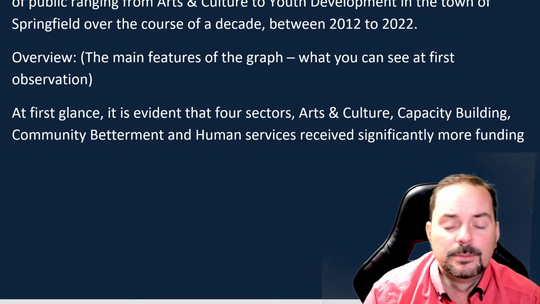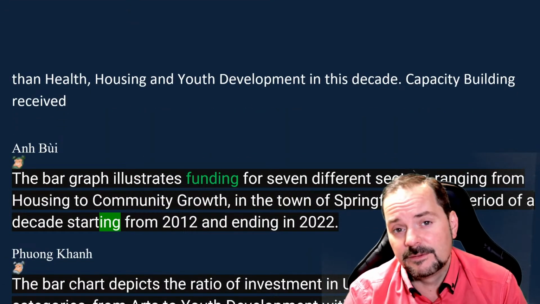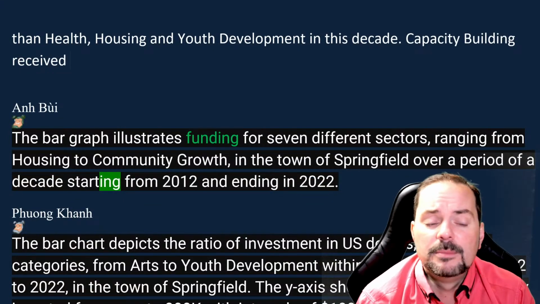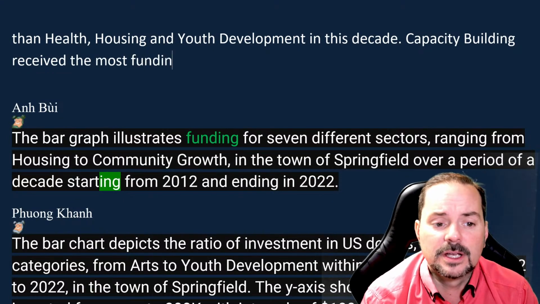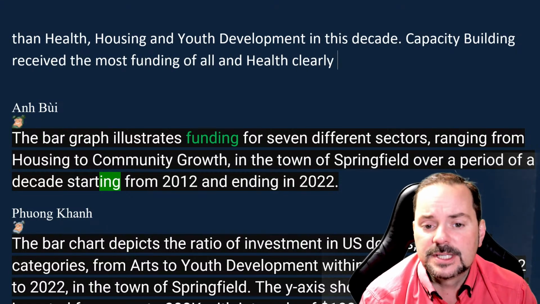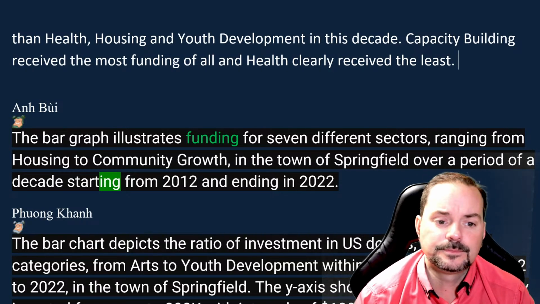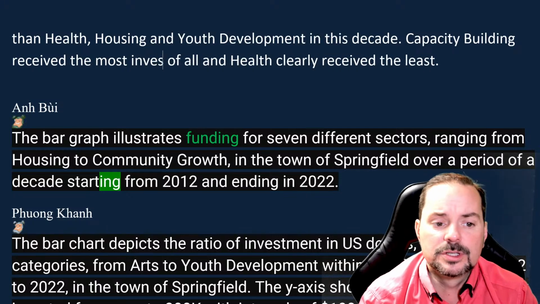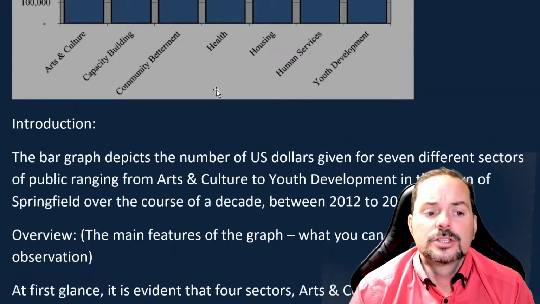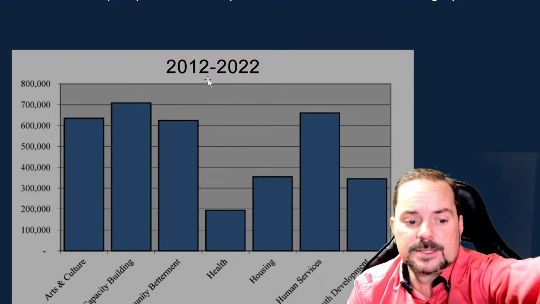If I want to write a little bit more, I might actually, in the computer-based exam, skip this and then only write this if I feel like I still have time and I can put in a few more words. So capacity building received the most funding of all, and health clearly received the least. Instead of funding, I'm going to use the word investment at this point, just so I'm not being repetitive. Okay. So far, this is my introduction and my overview at a Band 9 level for this bar graph.